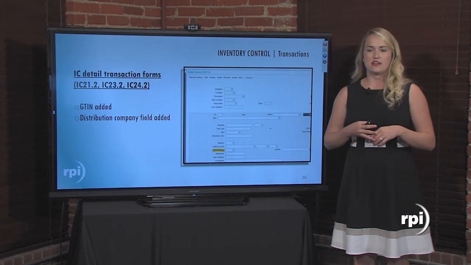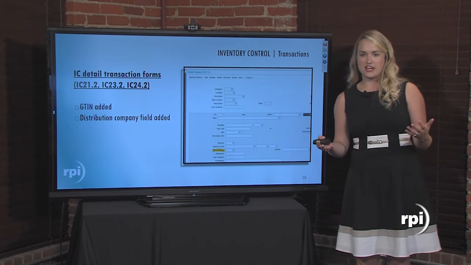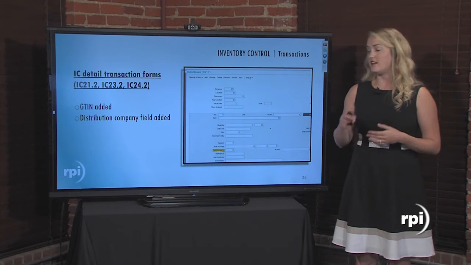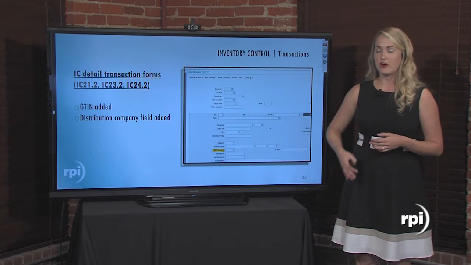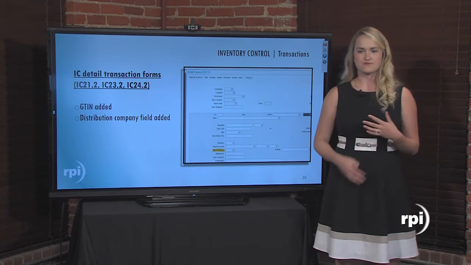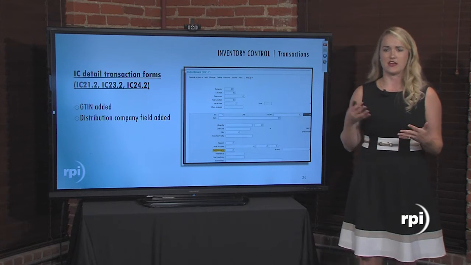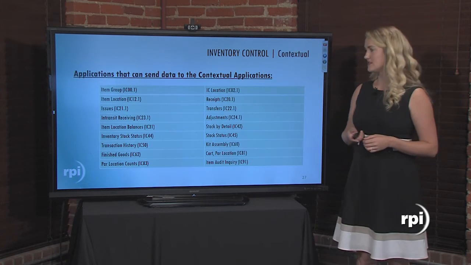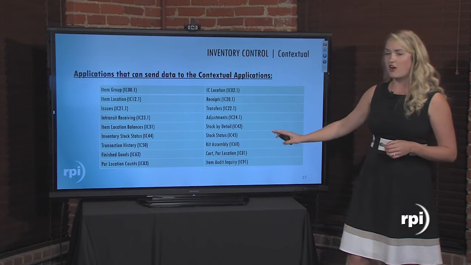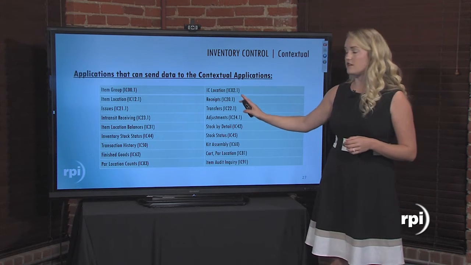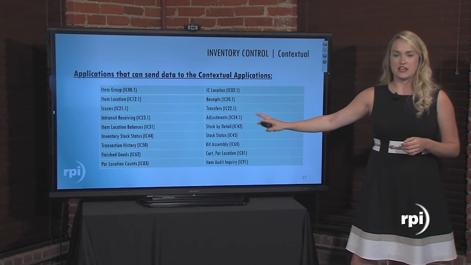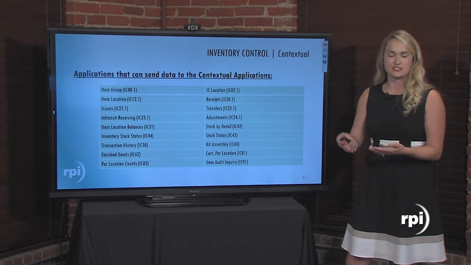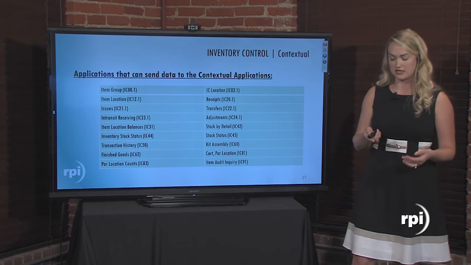So if users are using the intercompany functionality in their Lawson and transaction forms, then this is definitely going to be helpful. They've also added the GTIN. It's just another step towards making it easier to adopt those GS1 standards. And like we did before, this is a chart of the IC applications and forms that send data to the contextual application. For example, that rec to check, that requisition to payment widget we talked about.